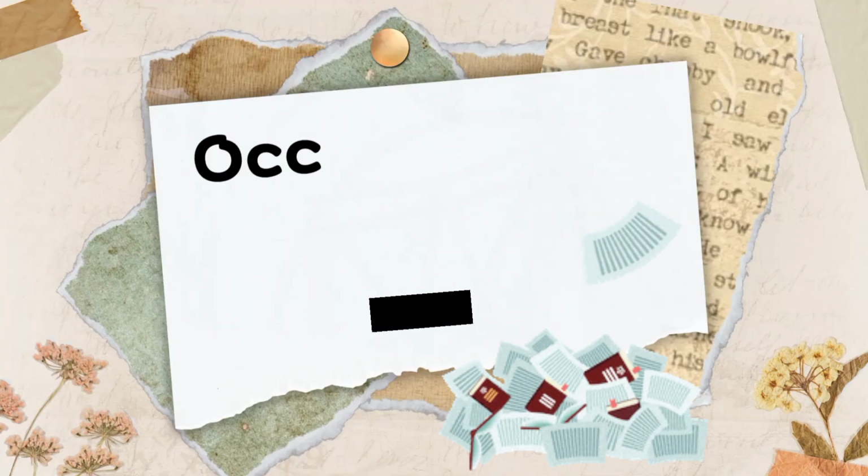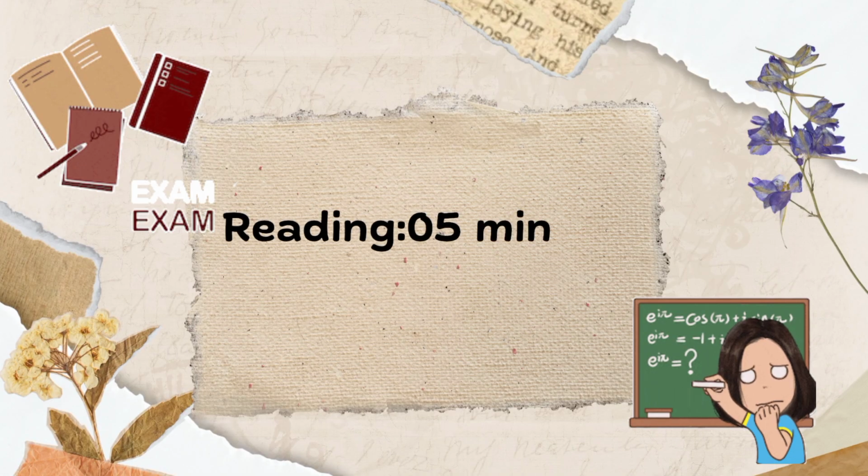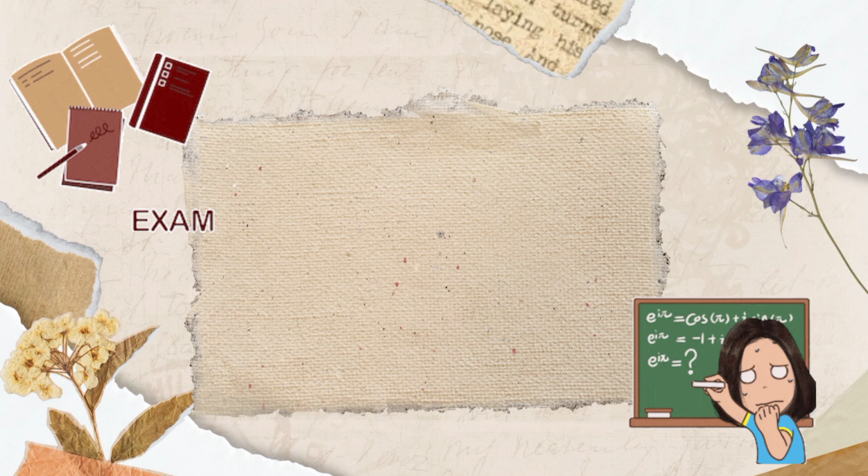Welcome everyone. In this video, let's discuss the case notes of Mr. Anthony Stark. We will be getting 45 minutes in total for the OET writing subtest, in which the initial 5 minutes is for reading the case notes and the remaining 40 minutes is for completing the writing task.